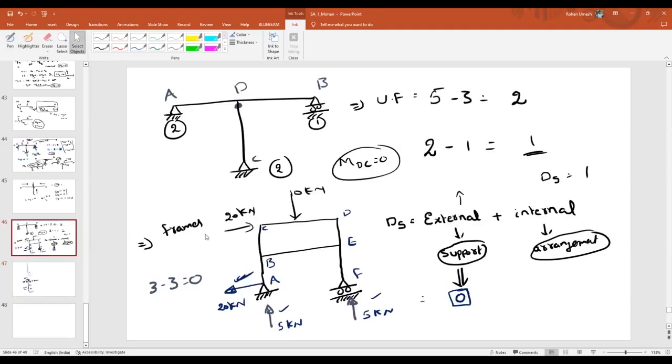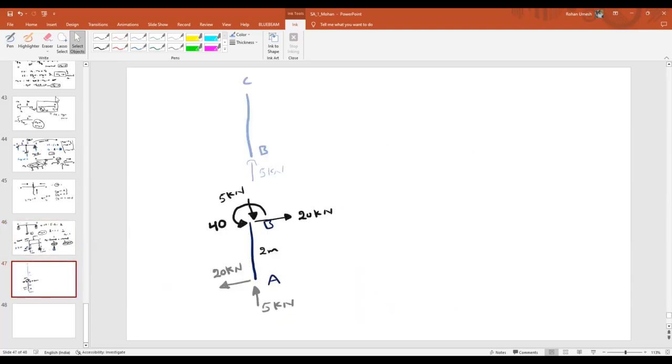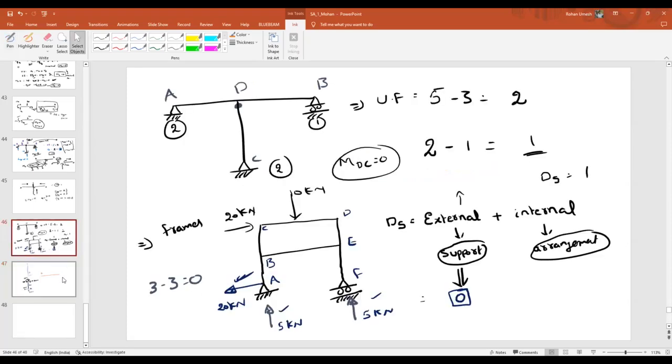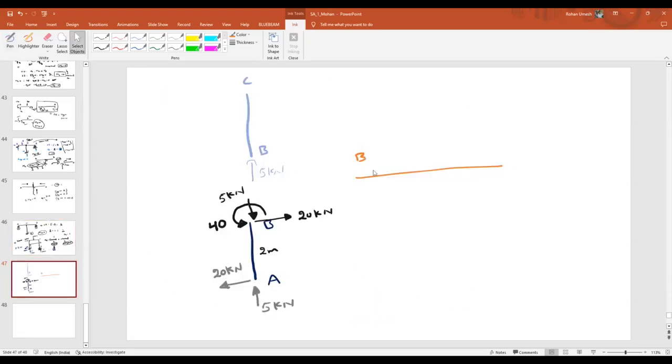See, at B, how many members are connected here? Three members. Previously there were two members, but in the present case, three different members are connected. Previously we discussed that if only two members are there and we add them, you should not get any net reaction. That's why you should get it as 0.